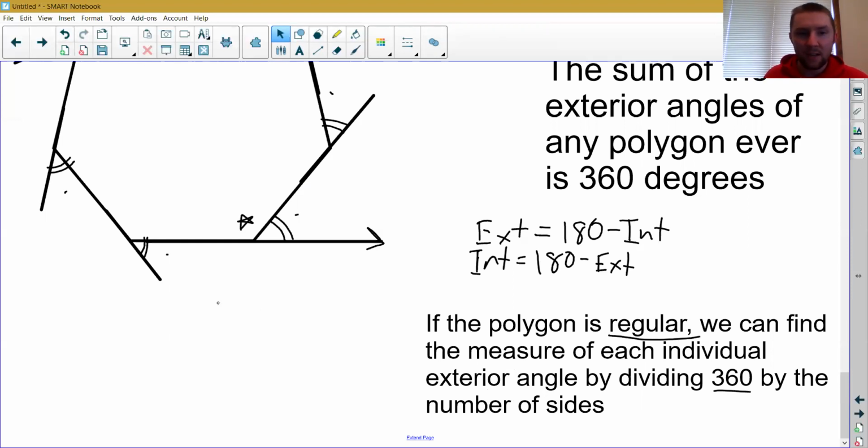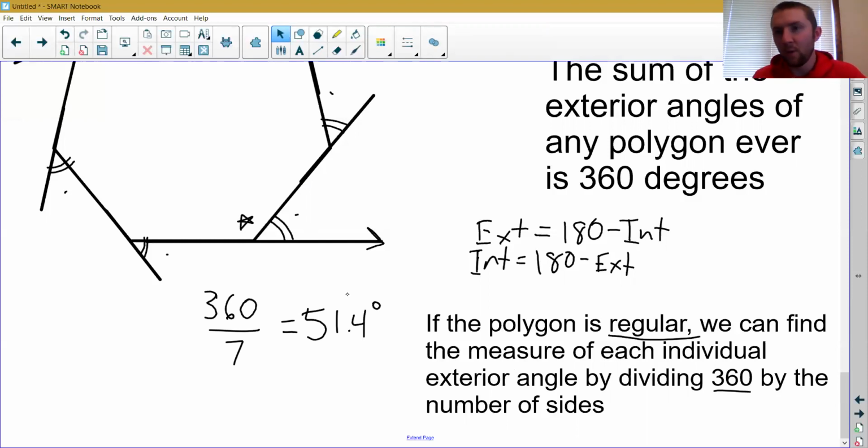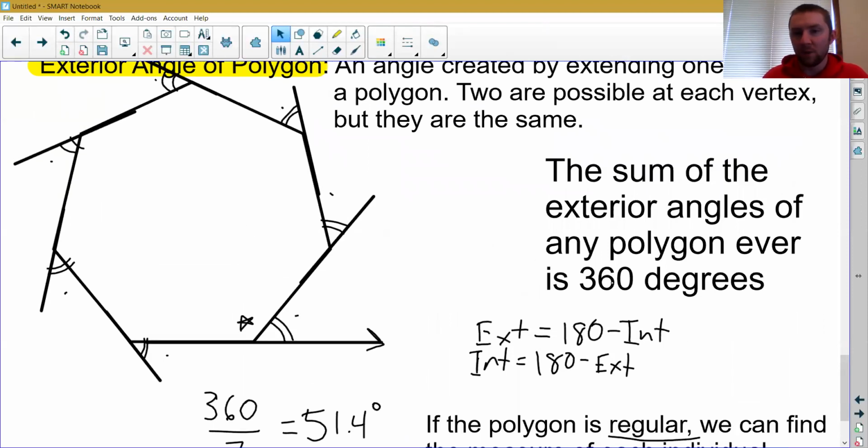In the case of this 7-sided shape, 360 divided by 7 would equal the measure of the angle. It's approximately 51.42 degrees or so, about 51.4 degrees. So we can find each individual exterior angle if we know that the shape is regular, because it's 360 divided by the number of sides. The sum of all the exterior angles put together is always 360 degrees no matter what.